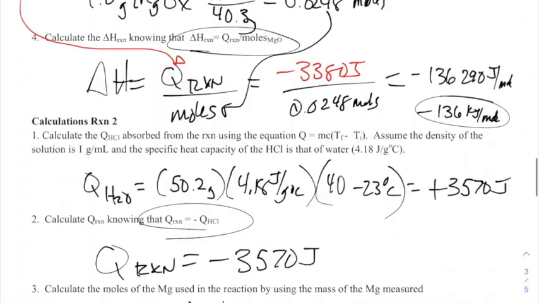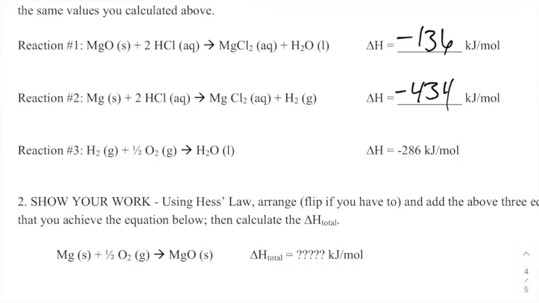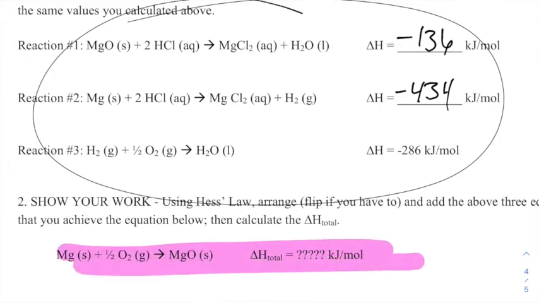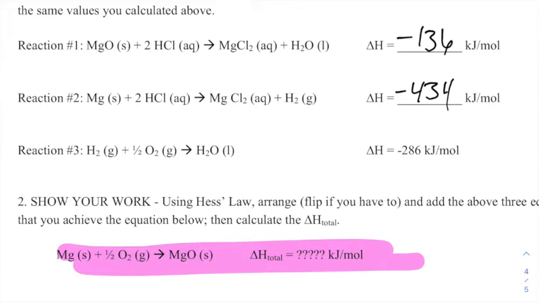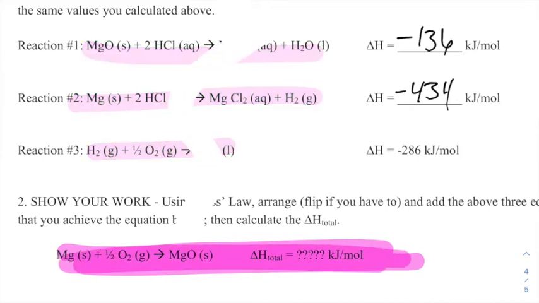Let's go down to our worksheet here. So negative 136 and negative 434. Now that we've got those, I'd like us to use these 3 reactions to add up in order to get this reaction, because this is what I actually want. So this is Hess's law. And we're going to reverse or multiply or divide or change the sign or whatever it is that we need to do so that these 3 equations, and only these 3 equations, add up to be this equation down here.